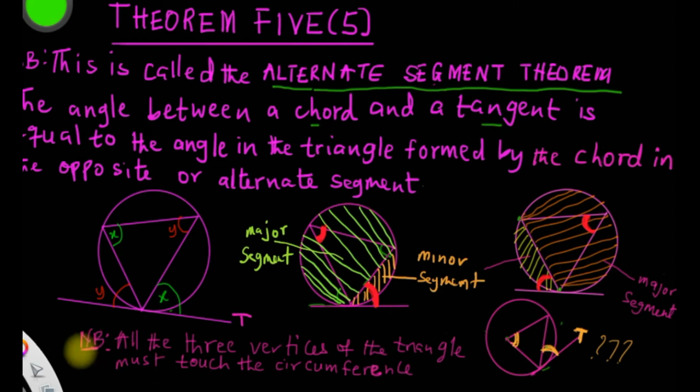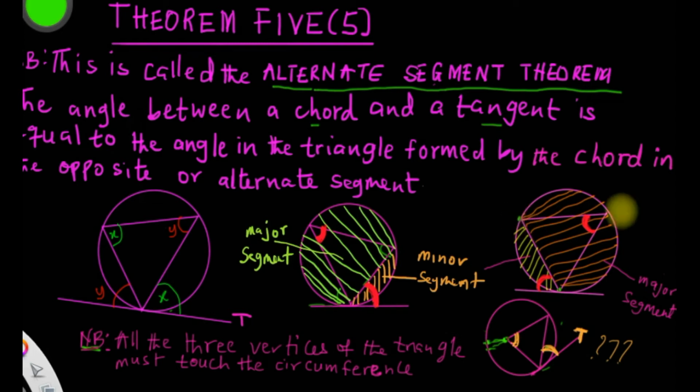So you have to note that all three vertices of the triangle formed by the chord must touch the circumference. If you want this to be the alternate segment theorem, then this side must extend and meet on the circumference. But since they are meeting somewhere here, not on the circumference, this one is not part of the alternate segment theorem. In the alternate segment theorem, all three vertices of the triangle formed by the chord must touch the circumference.